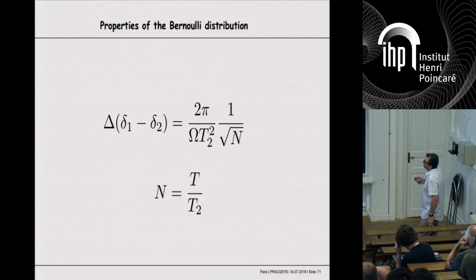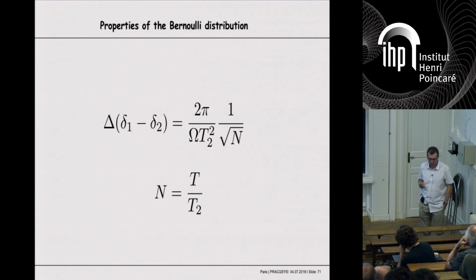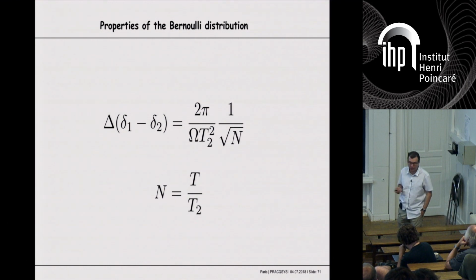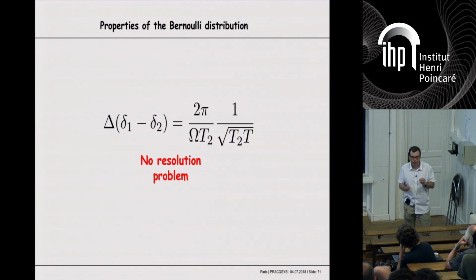So in the end, the uncertainty in delta 1 minus delta 2 is just some factor, 1 over omega T2 square, again the T2 square, times 1 over square root of N, where N is the number of experiments we make, so the total time divided by T2. And the important thing is that there's no resolution problem. The difference between the two frequencies is nowhere in this formula.